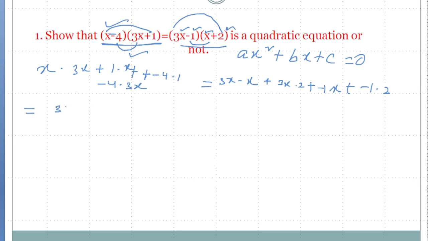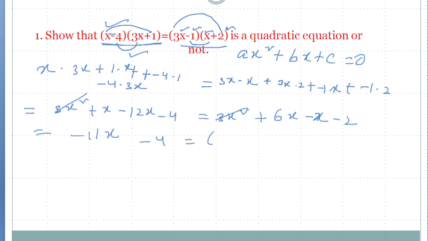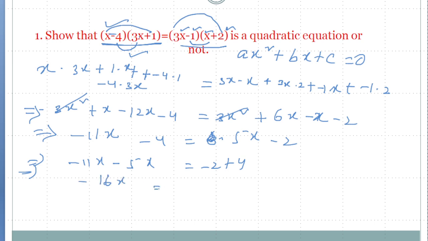This will come 3x square plus x minus 12x minus 4, and this side also comes 3x square plus 6x minus x minus 2. Okay, now see 3x square on both sides cancel. Now how much does it come? Minus 11x minus 4 is equal to 5x minus 2. Now come to the next, take the x to one side: minus 11x minus 5x equals minus 2 plus 4. So how did the last come? That is minus 16x is equal to plus 2.